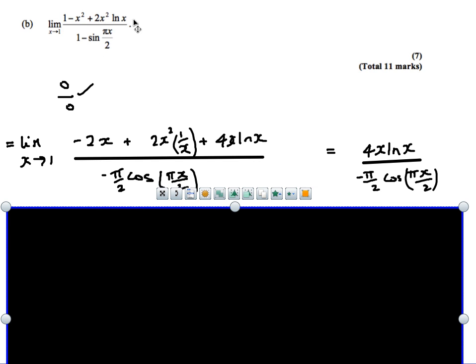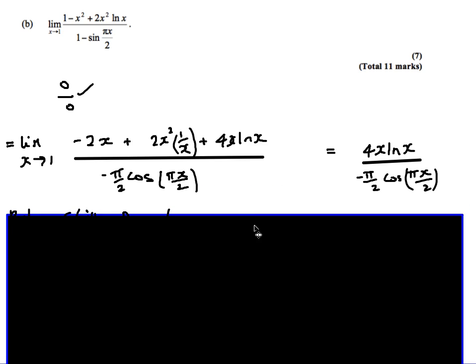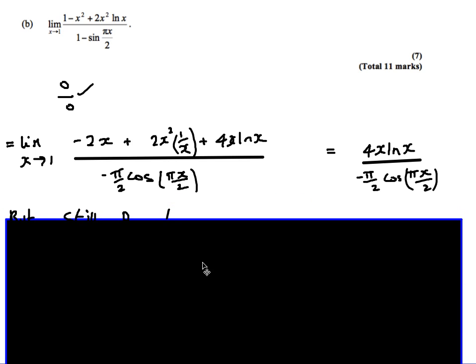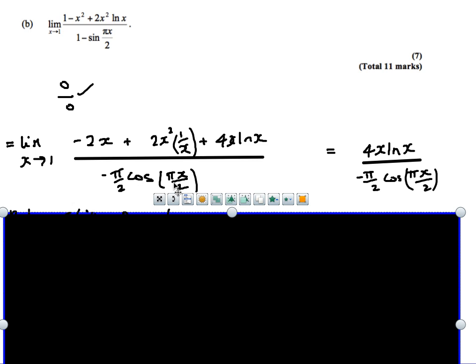I do so, and I also have to use the product rule here. So I differentiate minus x squared, gives me minus 2x. And then I use the product rule, so I keep the first function, differentiate the second function, and then differentiate the first function and keep the second function. That will give me this, if I remember that ln x will differentiate to 1 over x. On the bottom, minus sine pi x over 2 is going to give me this here, so pi over 2 cos pi x over 2. Again, I just simplify that and I get 4x ln x on the top and then this on the bottom.